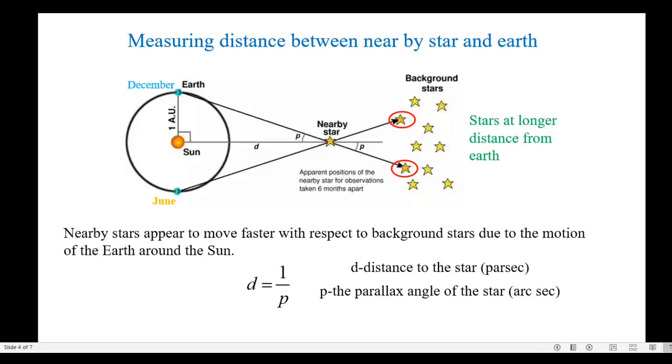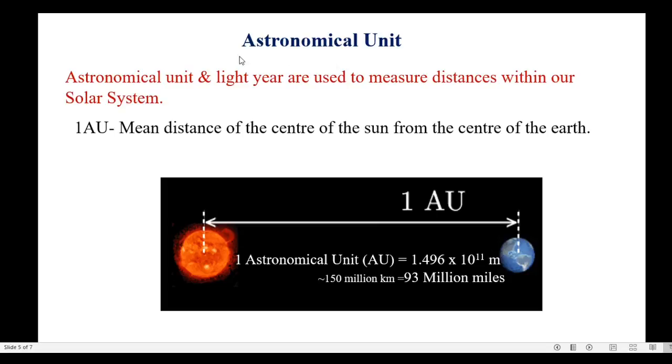Astronomical unit and the light year are used to measure distances within our solar system. Astronomical unit is defined as the mean distance between the center of the Sun and the center of the Earth. One astronomical unit equal to 150 million kilometer or 93 million miles.